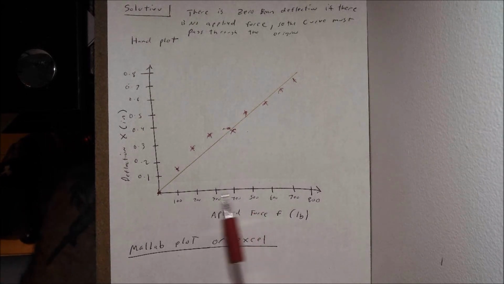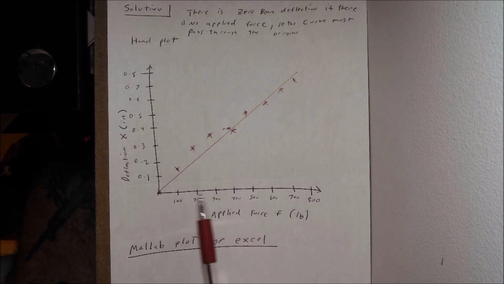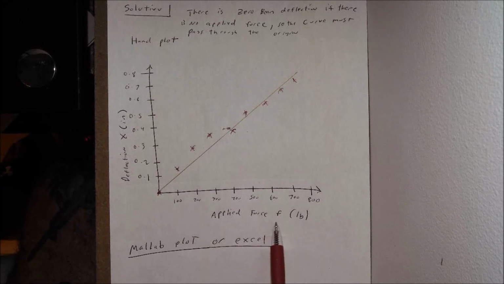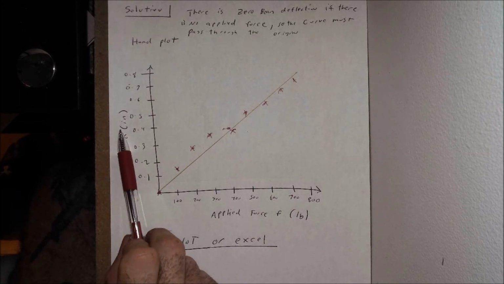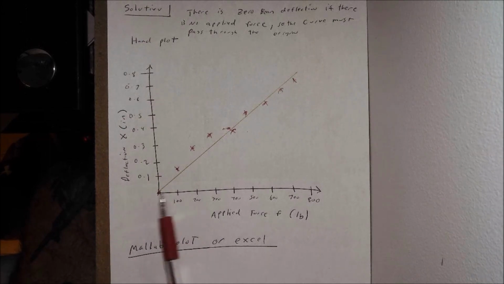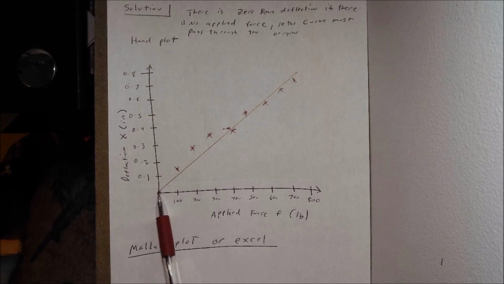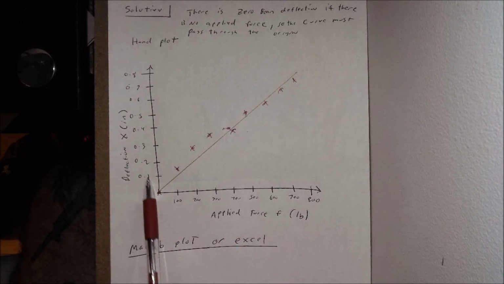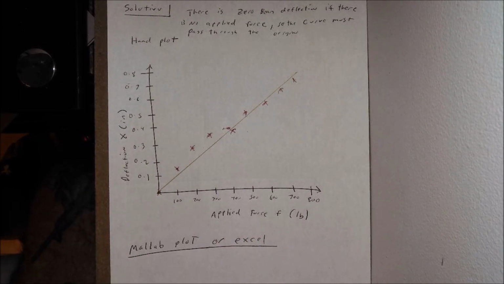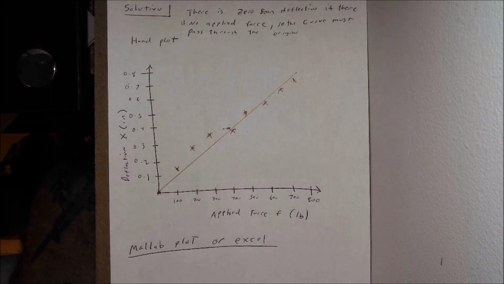So what I have here now is my two axes. On the bottom x-axis, I have my applied force, F, in units of pounds. And on my y-axis over here, I have my deflection, x, in units of inches. So I come across here and I have my 0, 0, so I know my line is going to start here. I have 100, 200, 300, all the way up to 800, and 0.1 all the way up to 0.8 on my y-axis. So now I can reference back to that chart on the first page.